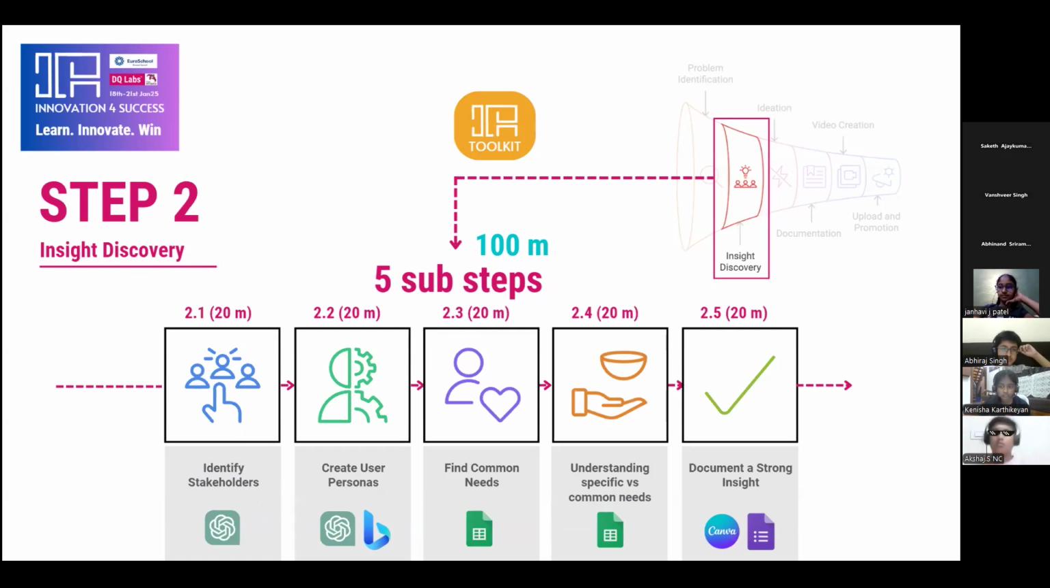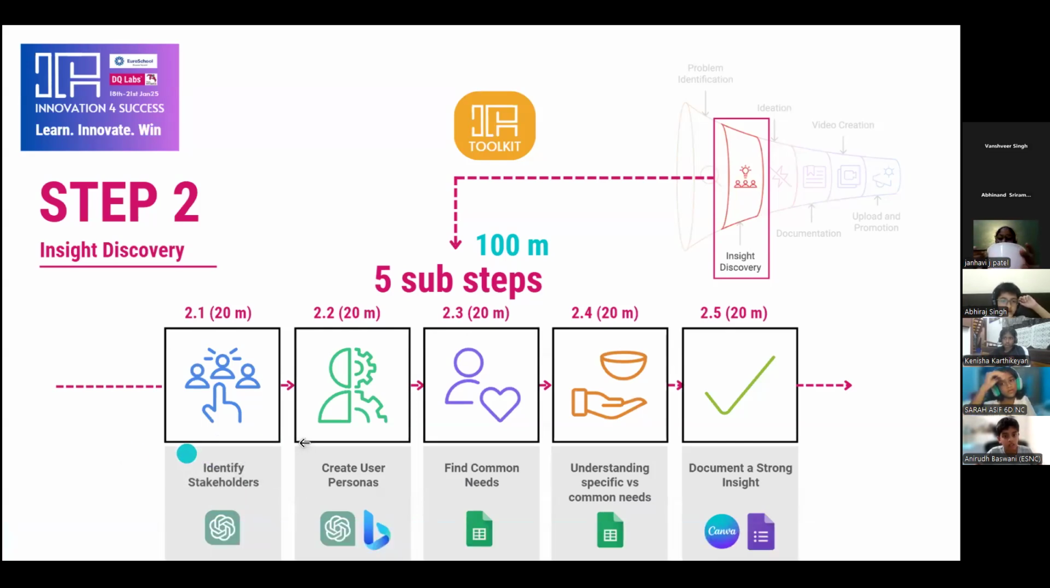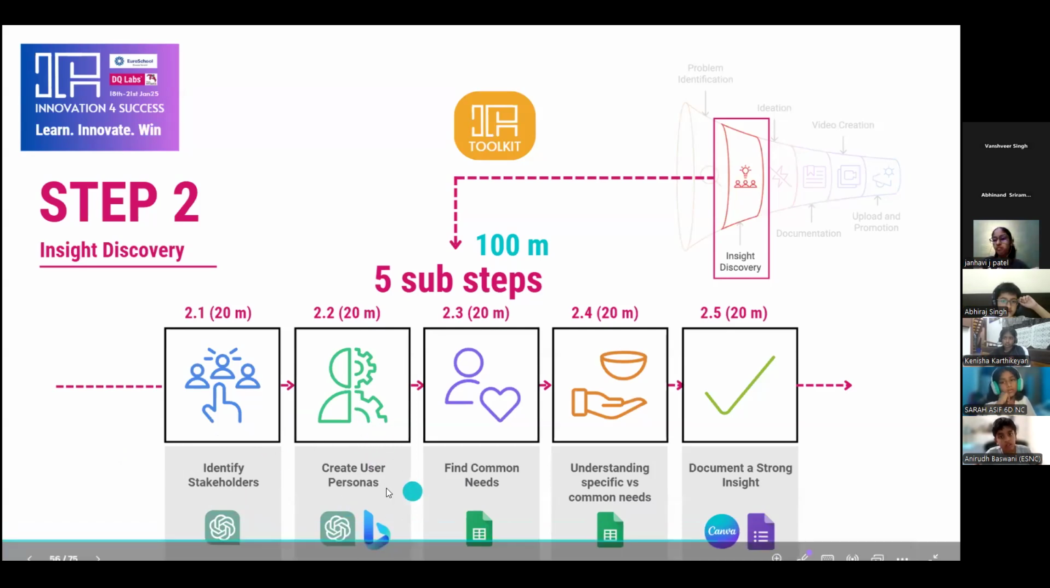And if I'm trying to solve a problem that is related to diabetics, then my stakeholders or the user group will be the people who have diabetes. Okay, so that is what you'll be trying to identify here. And you'll be getting that by again using a couple of ChatGPT prompts, which is something that we'll be sharing with you. The next step is to create user personas.